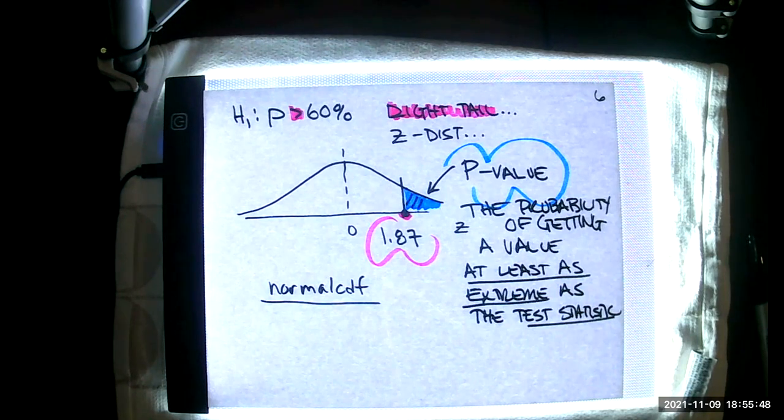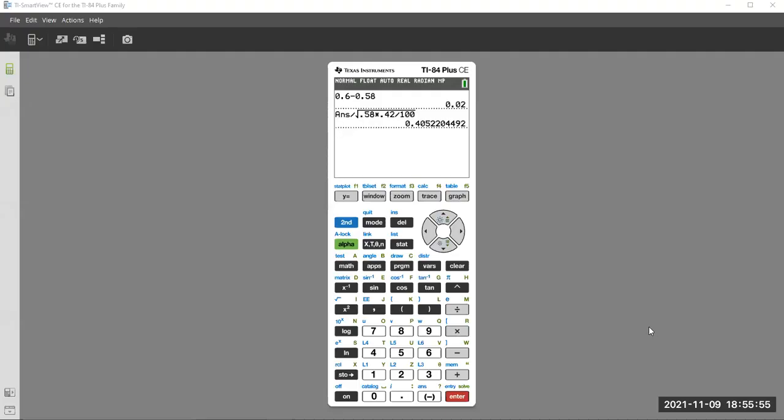See, as I said, we've used this set of keystrokes before. It's the z distribution. There's normal CDF. The lower bound is 1.87. The upper bound, 10 raised to the 9th, or something equally ridiculously large. We have the mean and the standard deviation for the z distribution. We'll paste him in. There he is.